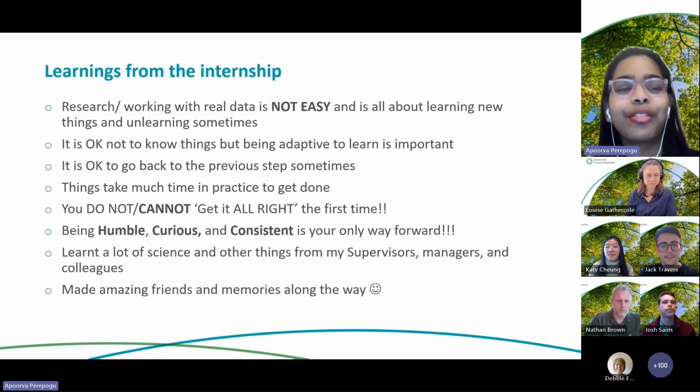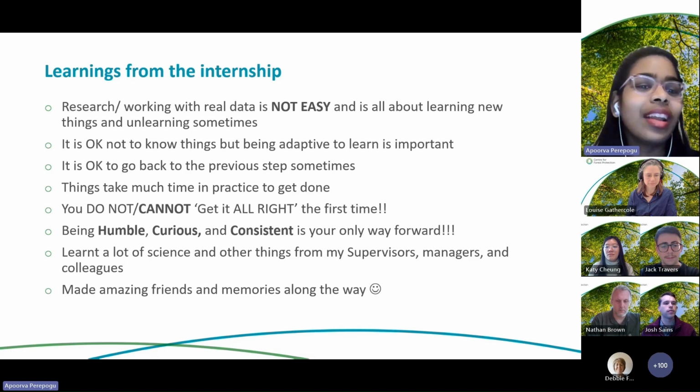Things take a lot of time and practice to get done, compared to what it looks like on paper when you read. So you cannot get it all done and right the first time. I think the only way you can keep pushing forward is being humble about learning things, and curious and consistent with your work.